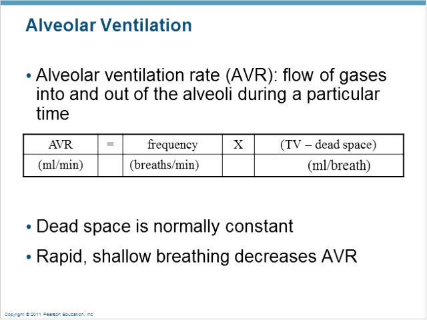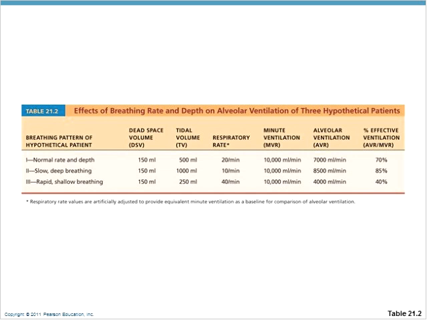Alveolar ventilation rate is the flow of gases in and out of the alveoli during a particular time. So alveolar rate is mils per minute. The frequency equals the breaths per minute times the tidal volume minus the dead space, over mils per breath. The dead space is normally constant. There's rapid shallow breathing, which decreases the AVR, or the alveolar ventilation. And this really looks at all of those, this little table here.